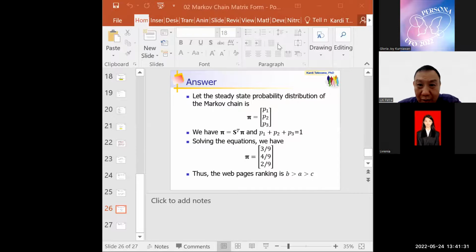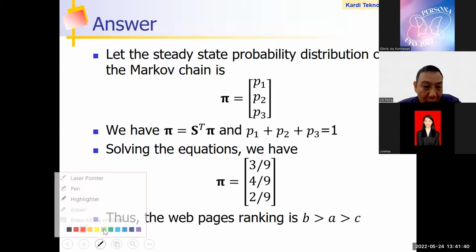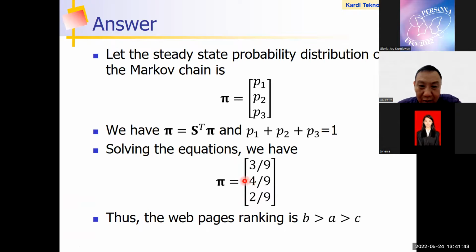Now if you want to get the web page ranks, of course, in this case, you can see that B has a contribution of 4, A has a contribution of 3, and C has a contribution of 2. So of course, B is larger than A, and then both of them are larger than C. So this is how Google ranks websites. This is called PageRank.